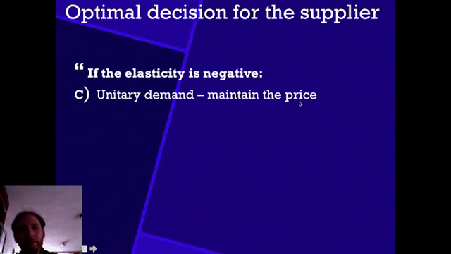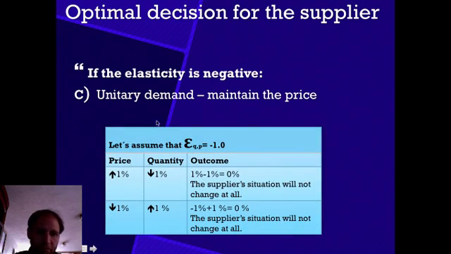Then, finally, if we have a unitary demand, it's easy to understand what might happen, right? Look at this. You will increase the price 1% and quantity demanded will go down 1% as well. So at the end, you won't have any change in your situation. As well, if you decrease the price 1%, then the quantity demanded will increase 1%, so you will be exactly in the same situation as in the beginning. So you just maintain the price, and that would be the optimal decision.